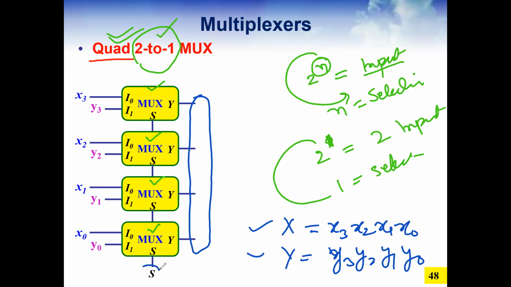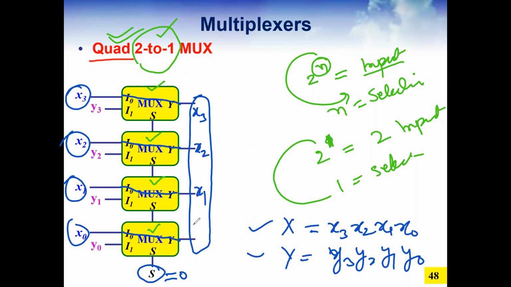We just make this selection line common, so that when I say S is equal to 0, it means that I0 is going to be connected with the X. Are you getting this point? See this? So what will I be getting as output? Will I be getting X3, X2, X1 and X0 as output here? Clear? Okay, it means we have given the chance to user X to transfer its information 4-bit parallel.